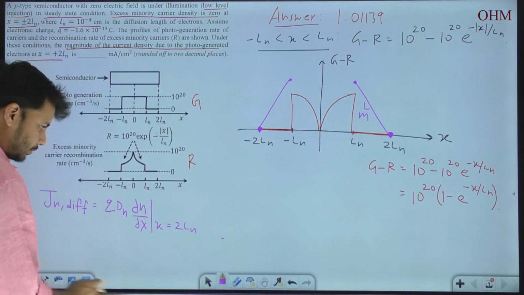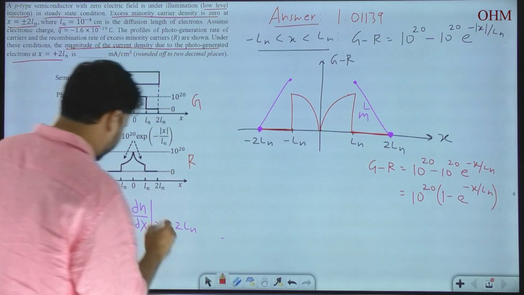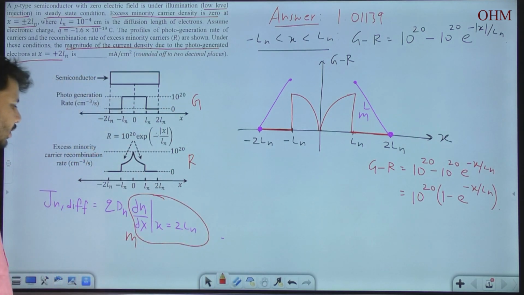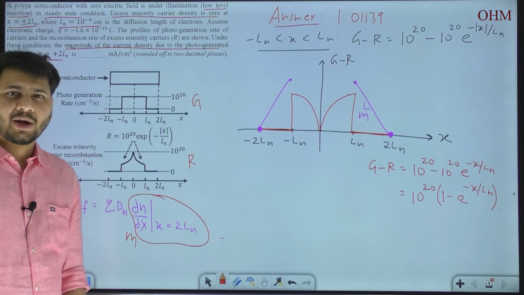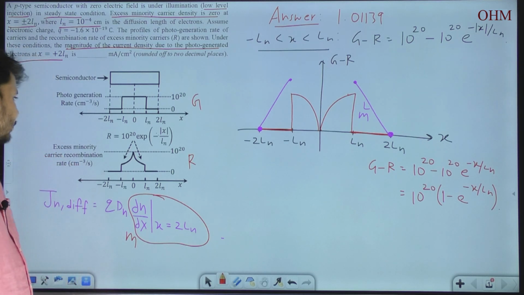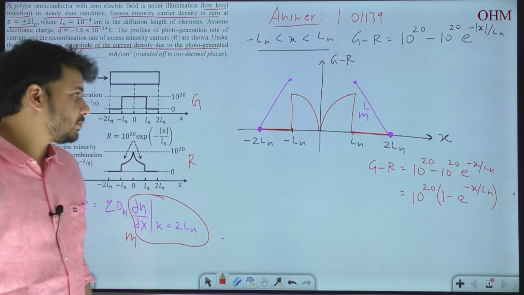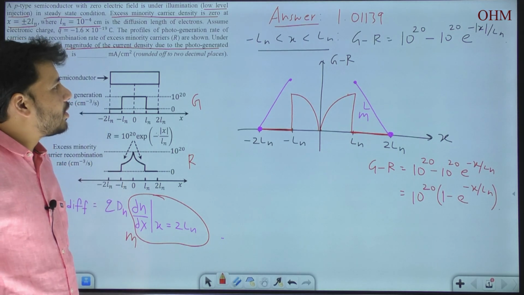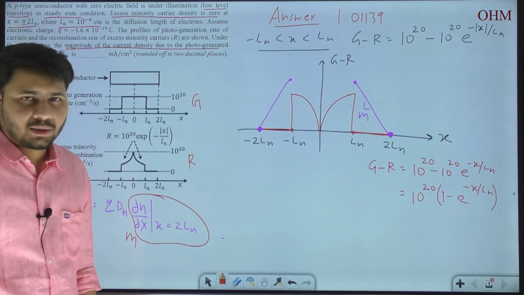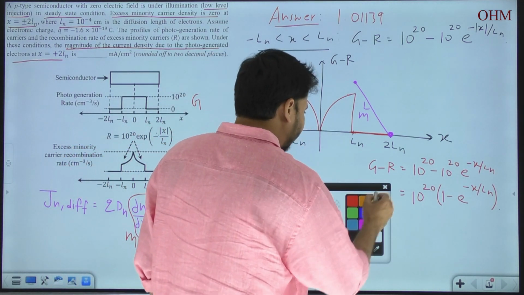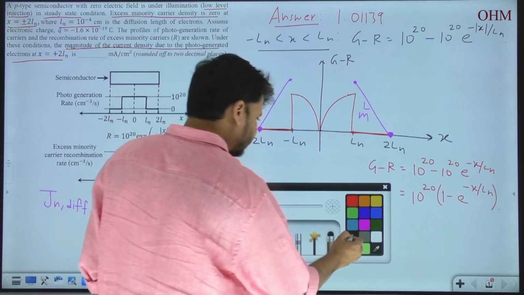Okay. In fact, this thing is nothing but m. So if you can manage to find m, you will get the required current at x equal to 2 Ln. Now from G minus R, how do you proceed? See, you have to start with the continuity equation. What is that continuity equation for minority carriers? Is it not this thing?